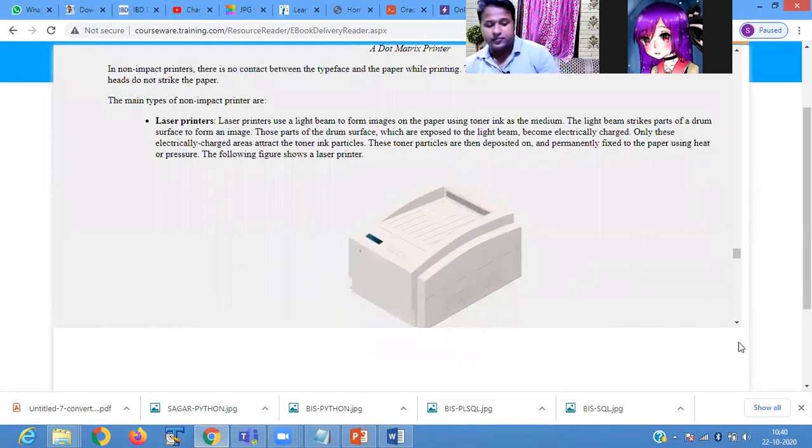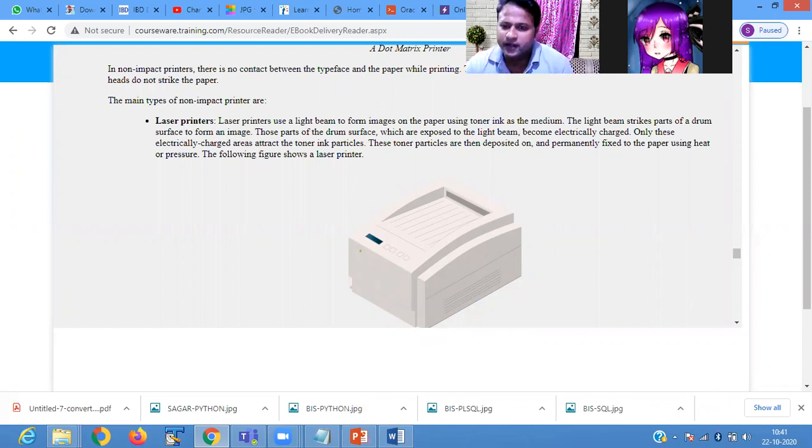Next, we are using the laser printer. A laser printer uses a light beam to form images on the paper using toner ink as a medium. The light beam strikes part of the drum surface to form an image. Those parts of the drum surface which are exposed to the light beam become electrically charged. Only this electrically charged area attracts the toner ink particles. These toner particles are then deposited on and permanently fixed to the paper using heat or pressure.